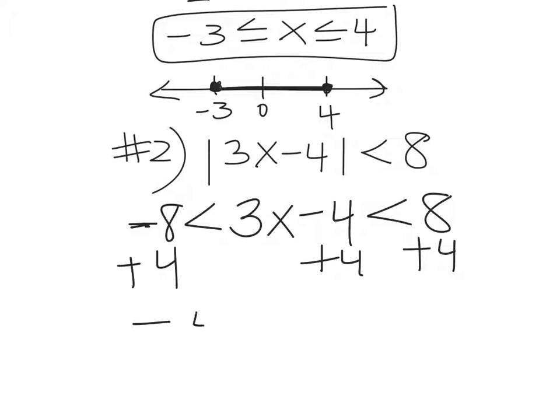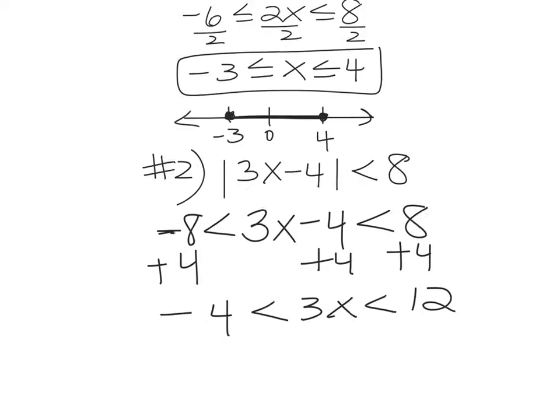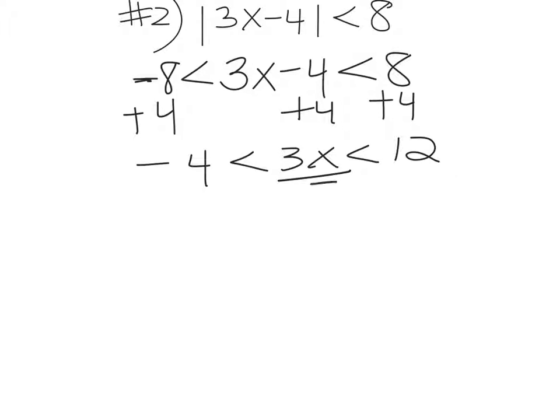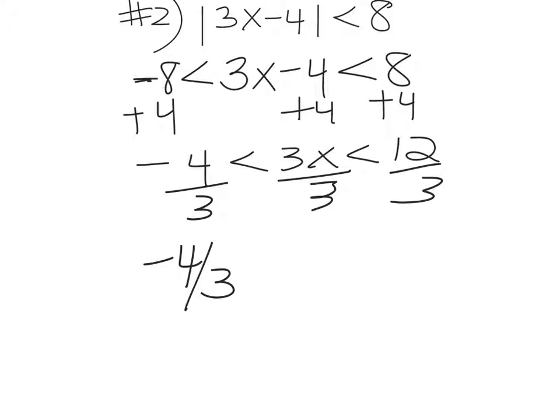You get negative 4 is less than 3x is less than 12. Divide everything by 3. Ew, that was gross. Divide by 3, so you get negative 4/3, which is okay. It's not the prettiest of numbers. Less than x, less than 4.